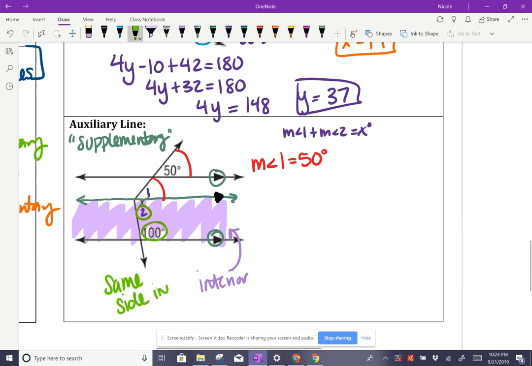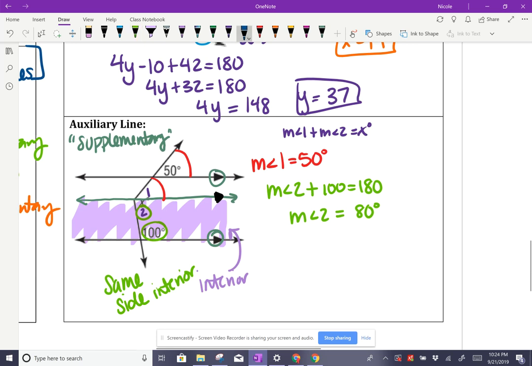And we know same side interior angles are supplementary. So I can say the measure of angle 2 plus 100 equals 180 degrees. So that makes the measure of angle 2 equal 80 degrees.